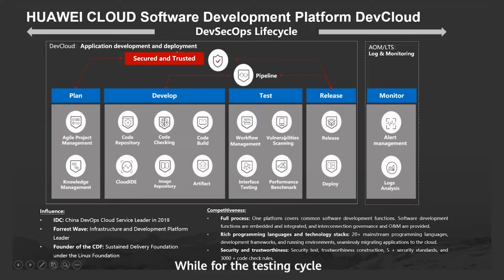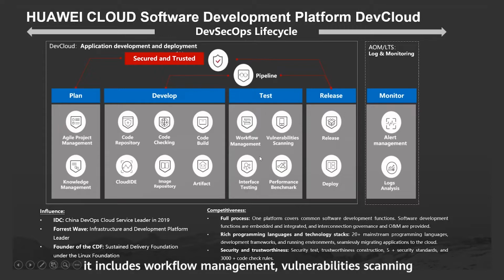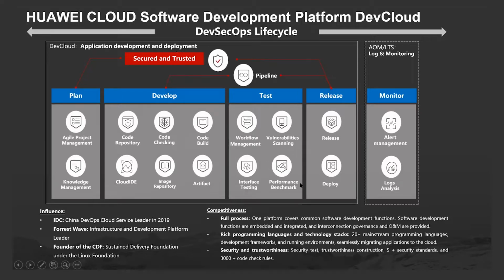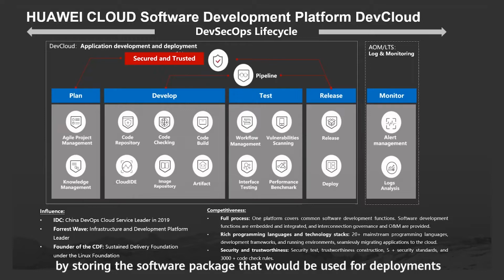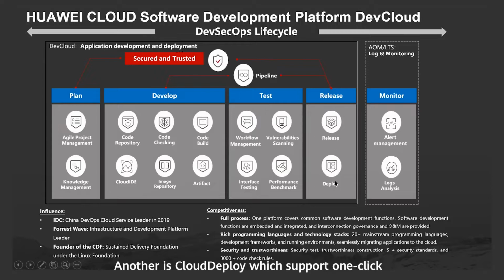While for testing cycles, it includes workflow management, vulnerabilities planning, interface testing, and performance benchmark. In terms of release, DevCloud provides Cloud Release, which helps to manage the software release process in a more structured way by storing the software package that will be used for deployments. Another is Cloud Deploy, which supports one-click deployment to VMs or container in Huawei Cloud CCE.